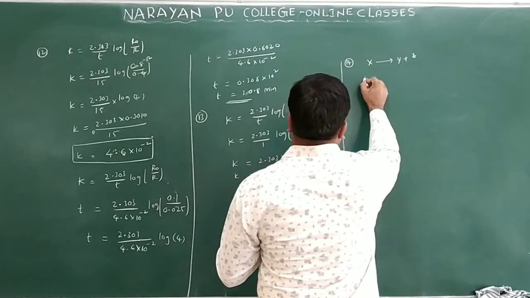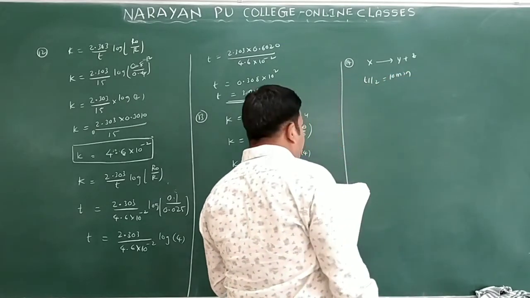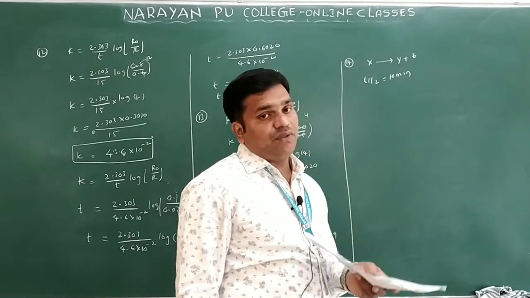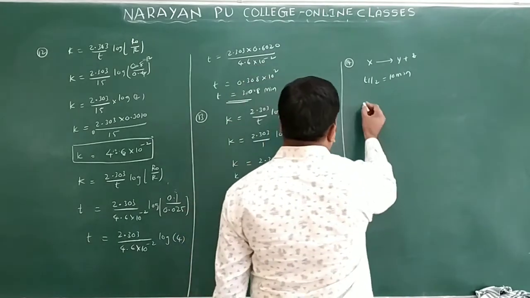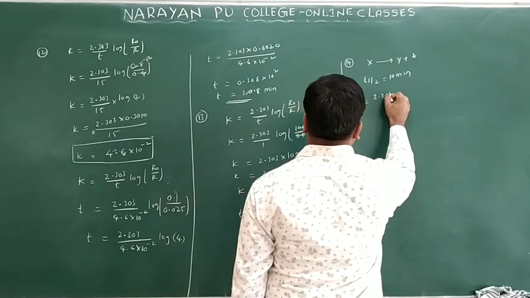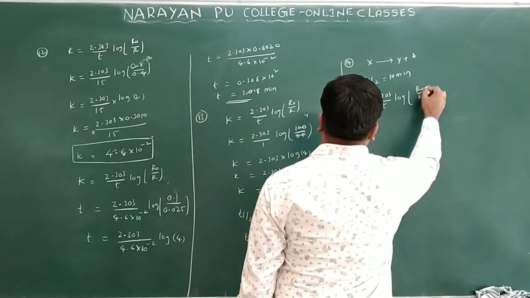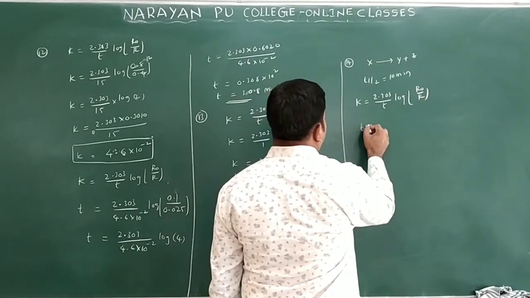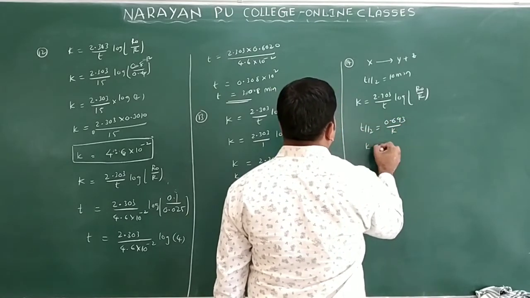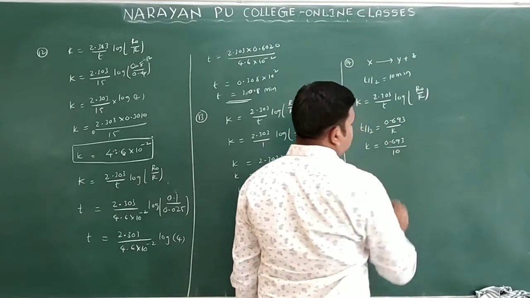They have given T half, so T half is equal to 10 minutes. In what period of time would the concentration of X be reduced to 10% of the original concentration? Clear? Now we take K is equal to 2.303 by T into log R naught by R. For first order, T half is equal to 0.693 by K. So K is equal to 0.693 by 10, since T half is given as 10.